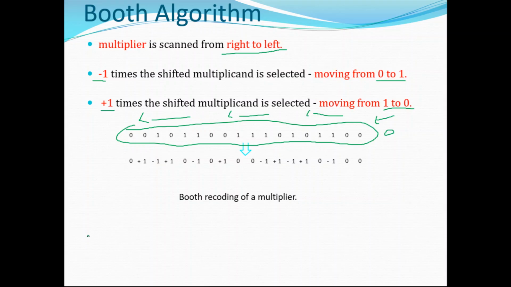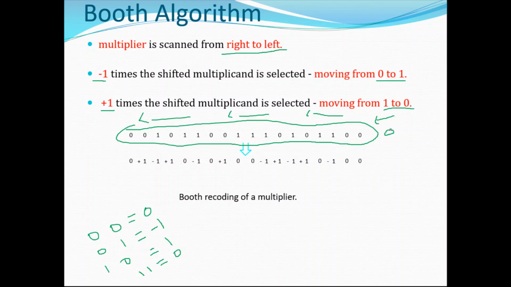That is, in the multiplier, if it is 0 0, then the corresponding bit will become 0. If it is 0 1, the bit in the multiplier will be replaced with minus 1. If it is 1 0, it will be replaced as 1. If it is 1 1, it will be replaced as 0. So that is what we are going to do.